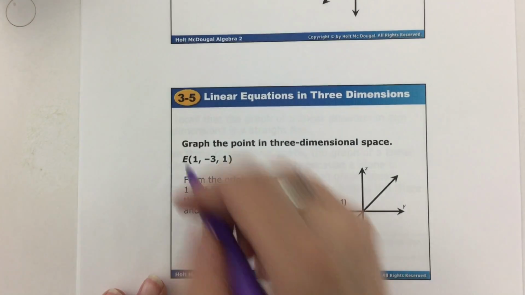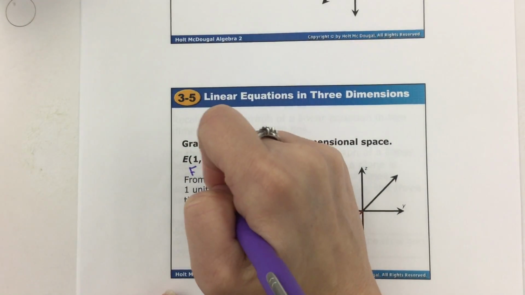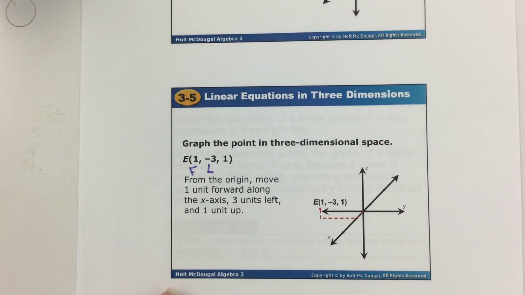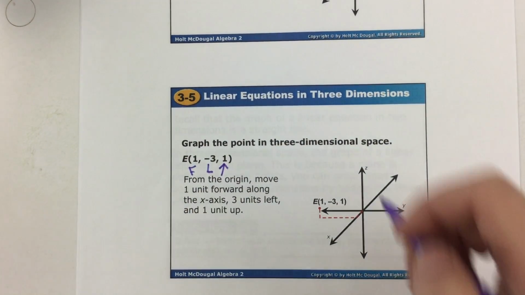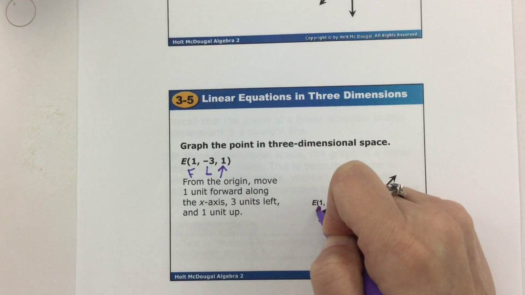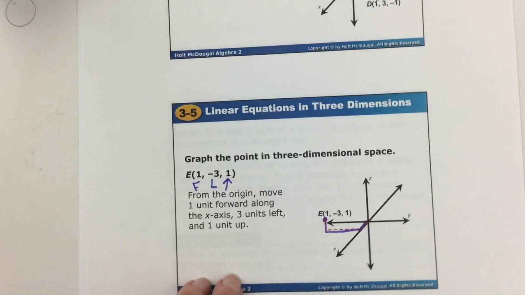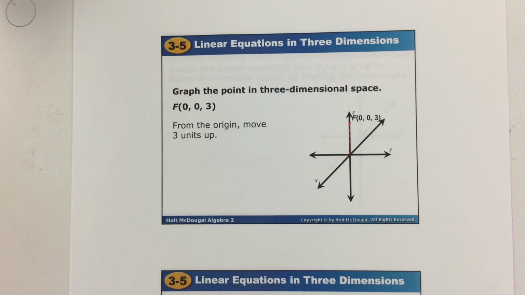Okay, here's another one. Forward, because the x value is positive. Left, because the y value is negative. Up, because the z value is positive. So I travel forwards, left, up, there's the point. Okay, so that's how you plot just a single ordered triple.